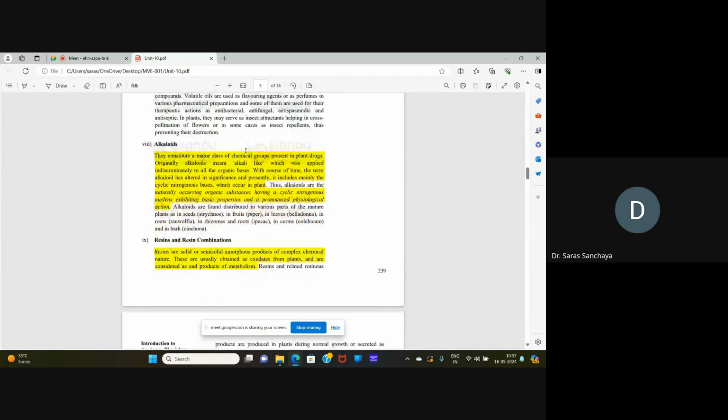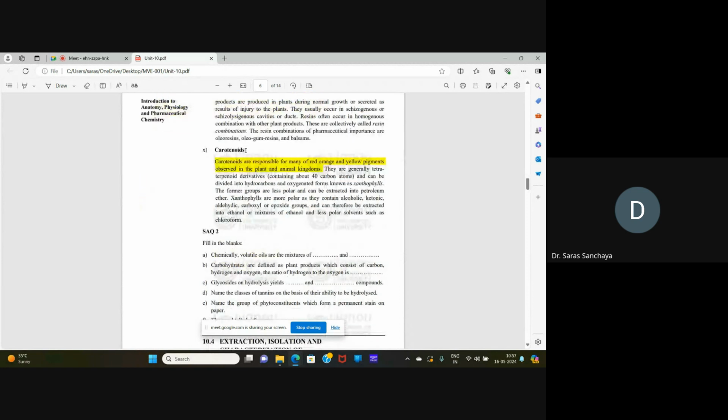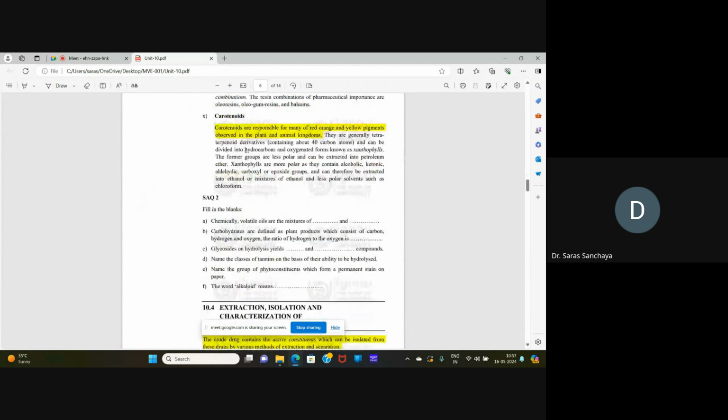Now, resins and resin combinations. Resins are solid or semi-solid amorphous products of complex chemical nature. These are usually obtained as exudates from plants and are considered as end products of metabolism. Carotenoids. Carotenoids are responsible for many of the red, orange, and yellow pigments observed in the plant and animal kingdoms.